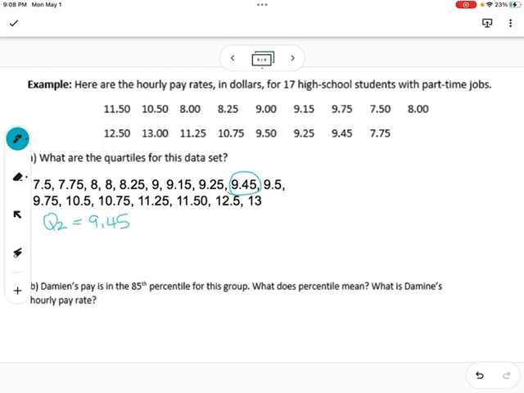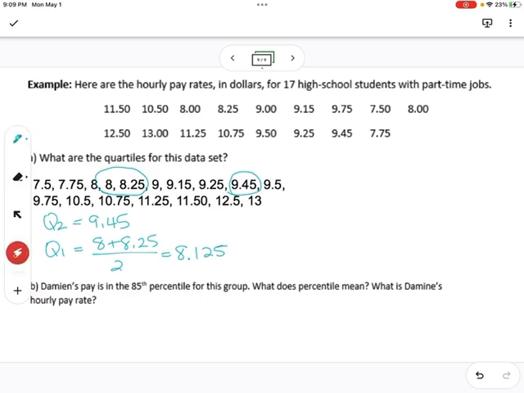Okay, so next, to find our Q1, we need to focus on the first half of the data, and that's these 8 numbers here. Okay, so looking at halfway through that, that's looking at positions 4 and 5. So that's the 8 and the 8.25. So our Q1 is going to be 8 plus 8.25 divided by 2. And that's 8.125.